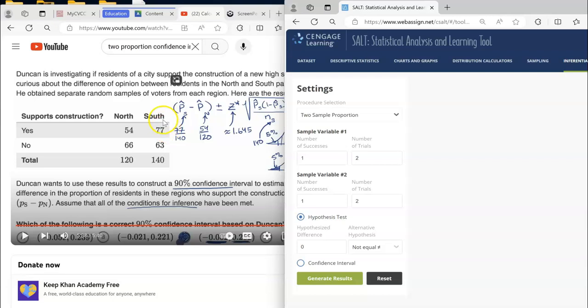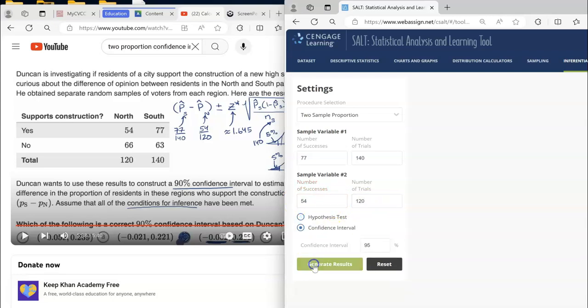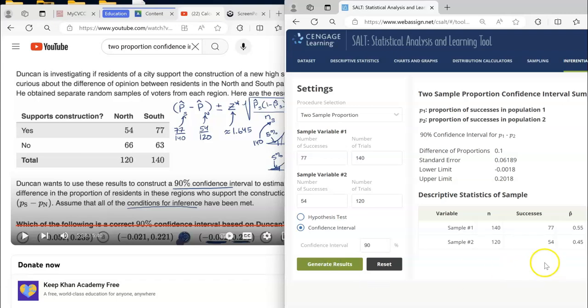So for the south, we have 77 out of 140. And then we have 54 out of 120. We are doing a confidence interval, and we want it to be 90%. And then we're going to generate that result, and it's going to give us that lower bound and that upper bound. So you can see that lower bound and upper bound are the same things that they got in the Khan Academy video.